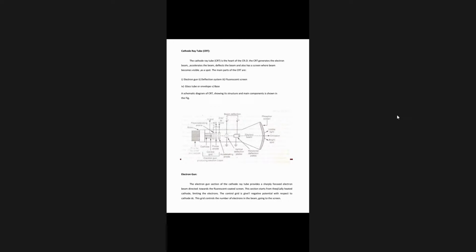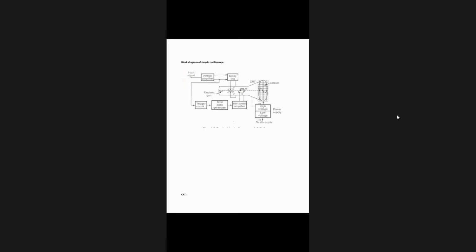And further in this slide you can take a screenshot, the explanation of all the parts of this electron gun, deflection system, fluorescent screen, and then phosphor screen characteristics. These are basically written here, so you can go through this text and you can understand in a better way. I'll share these slides later on. This is the phosphor screen characteristics. Next is your block diagram of simple oscilloscope that we have already discussed.